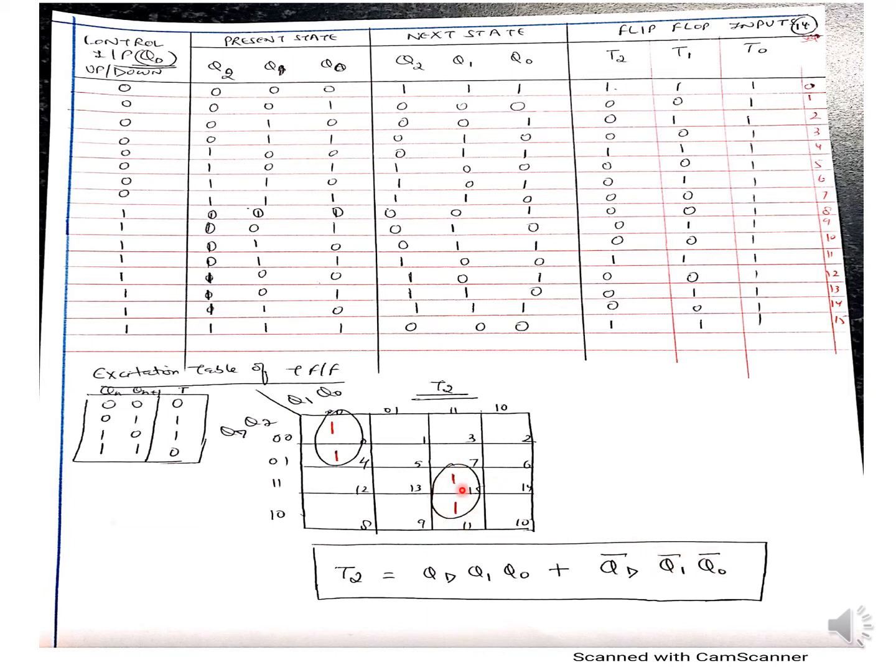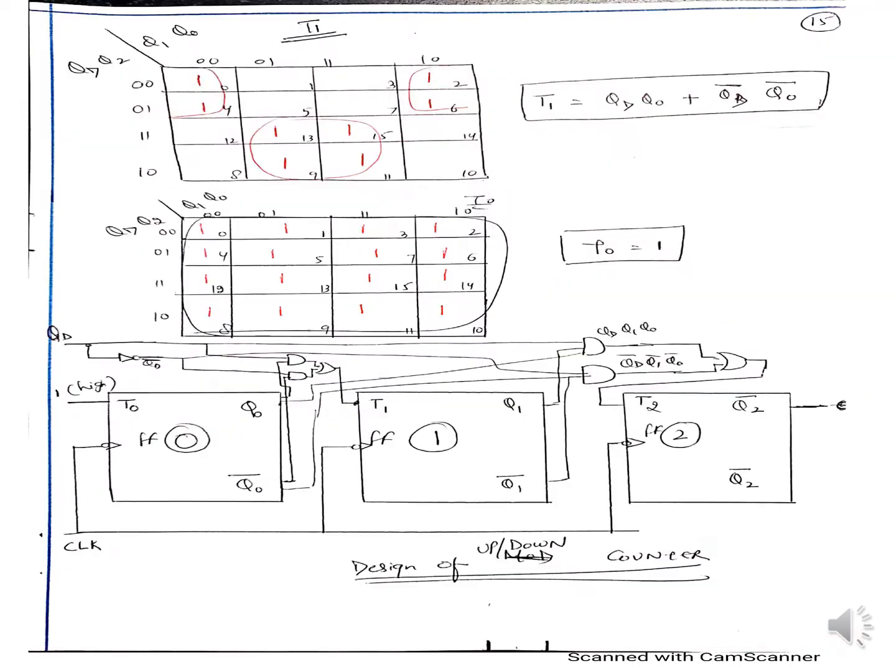Same with this pair. We'll see at the left 1 is common, so we will write QD, and on the top it is 1 and 1, so we will write Q1 and Q0. So this is my equation for T2. Same we will do with T1 and same we will do with T0. Okay, let's go to the next slide.